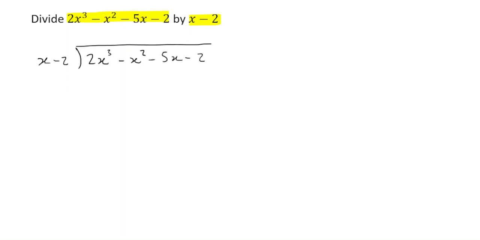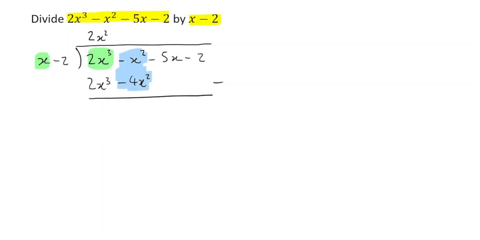So what are our leading terms? 2x cubed and x. So we do 2x cubed divided by x gives us 2x squared. We then take that 2x squared and multiply it by the terms here. So we then get 2x cubed. 2x squared times negative 2 is minus 4x squared. And we subtract off. Okay? 2x cubed minus 2x cubed is 0.